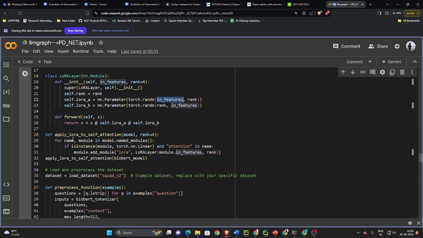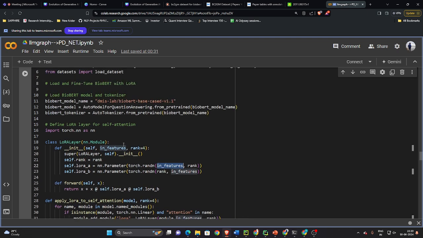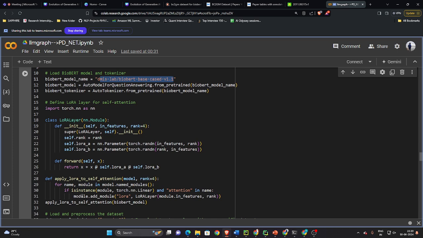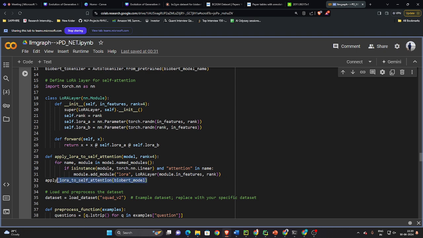Now this function, apply LoRa to self-attention. If it is an instance, it just adds the LoRa layer to our pre-existing BioBert that we have over here, 1.1. It adds the LoRa layer over here and to get self-attention right here.